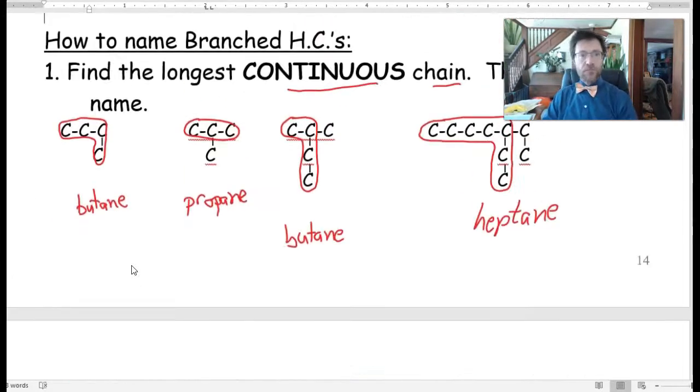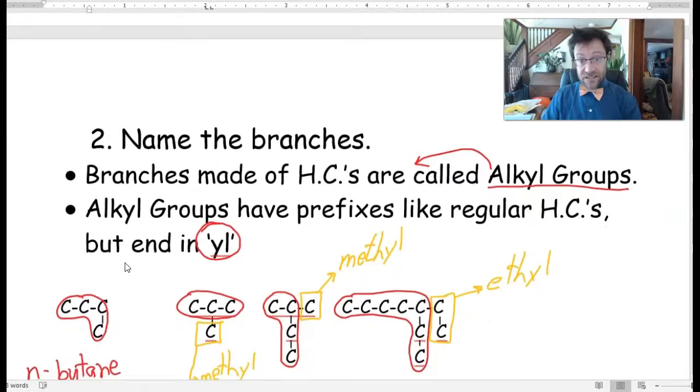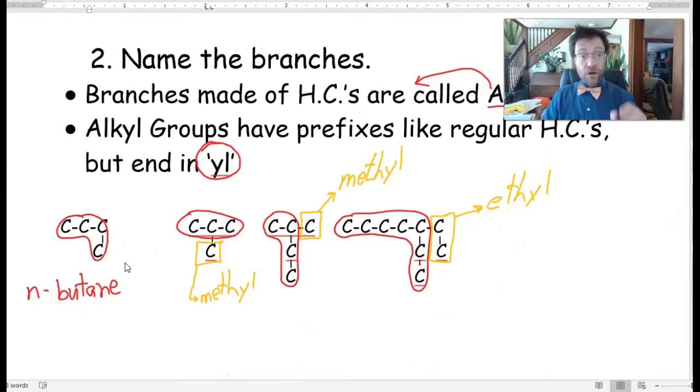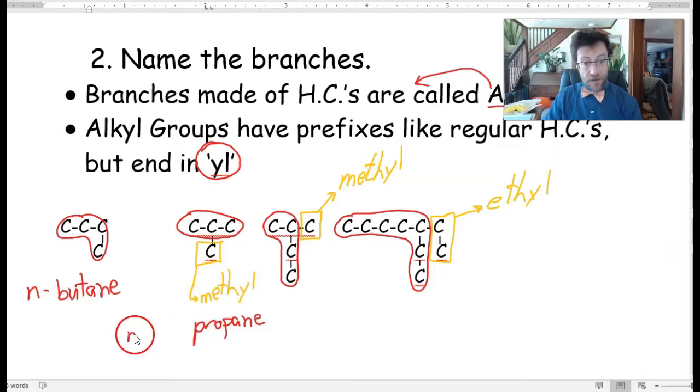Okay, so let's review. First, you find the longest chain. Circle it. That's going to be your root or your base name. That goes first, right? That goes way over here. Next, we're going to find the branches and we're going to name them. So let's name this guy all together. Remember, what I like to do is I put a square and then I name them. So this is meth, eth, propane, right? And then to the left, we write methyl. Because remember, we build these things from the right over to the left, right? You get what I'm saying?